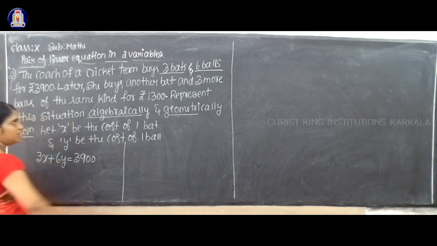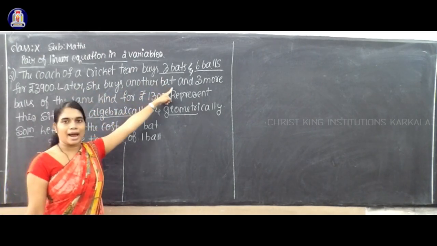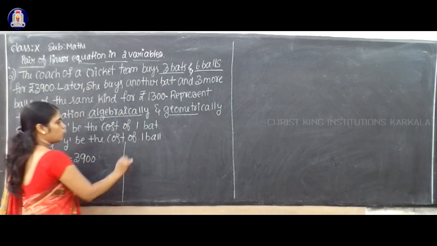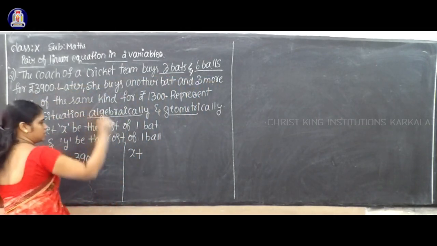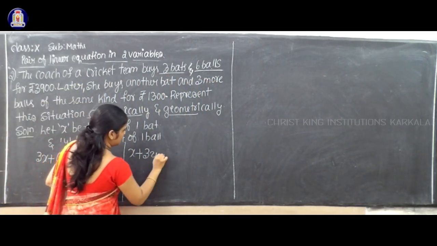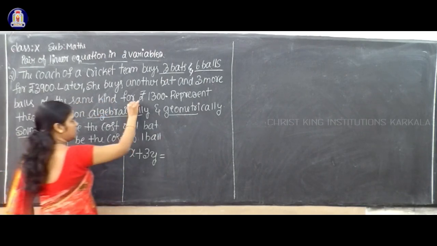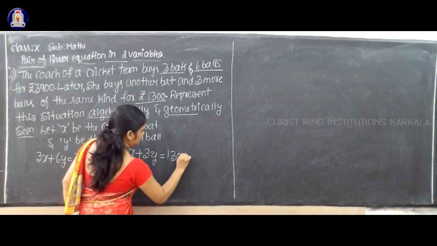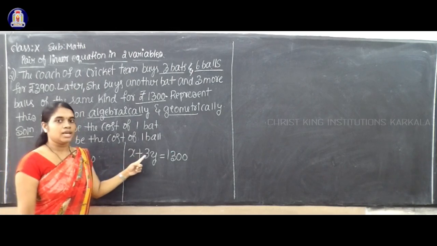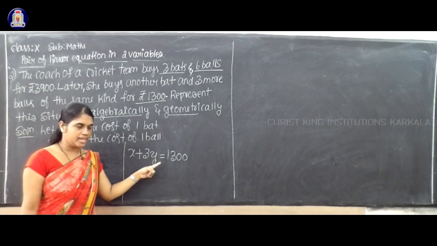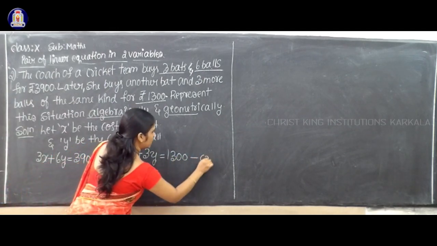Okay, so again another situation we will consider. Later she buys another bat. Another bat means 1 bat. Okay, X plus 3 more balls means 3y equal to, okay, for whatever the cost, 1,300. Okay, another bat means 1 bat plus 3 more ball means 3y equal to 1,300. Okay, yes. So this is equation 2 I consider.